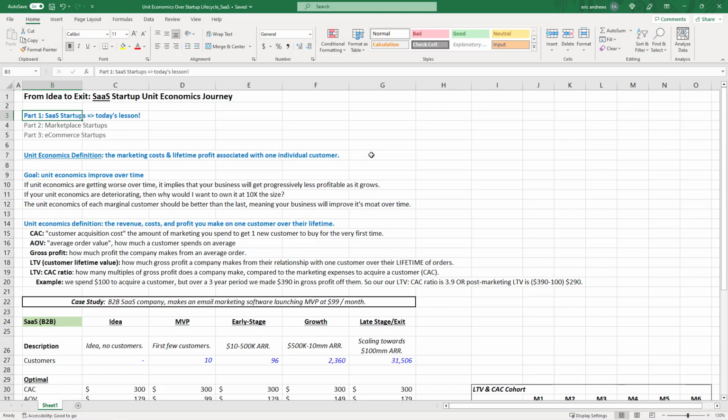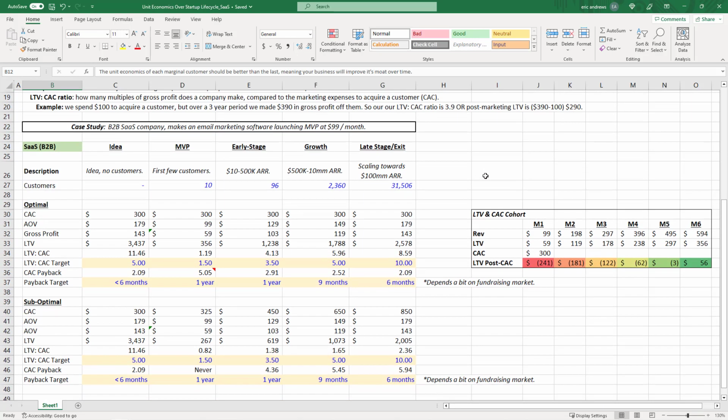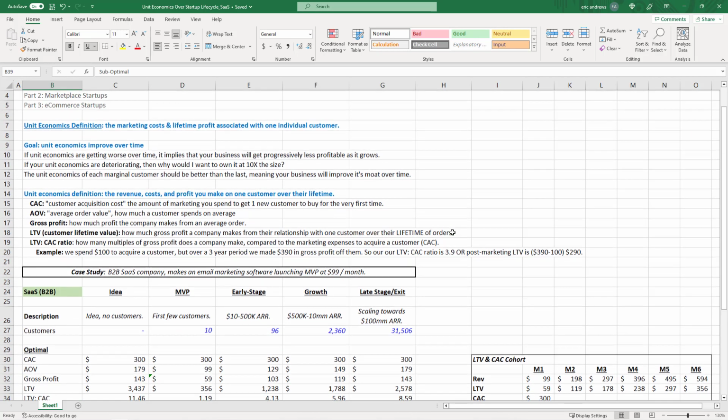Okay, so let's talk about SaaS. In today's lesson, we're going to cover the definition of unit economics, all of the metrics that feed into unit economics, how startups want their unit economics to evolve over time and why. And then we're going to dive into a case study where we look at two different SaaS startups, one which has unit economics which are improving over its life cycle and the other that has unit economics that are stagnating and deteriorating, and what that means for each company and the benchmarks they should be tracking around. Okay, so let's dive straight in.